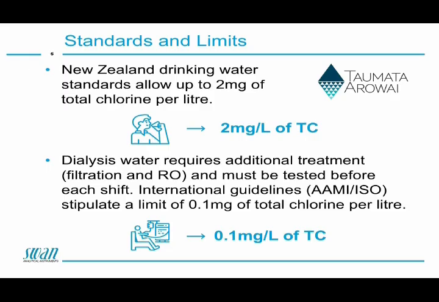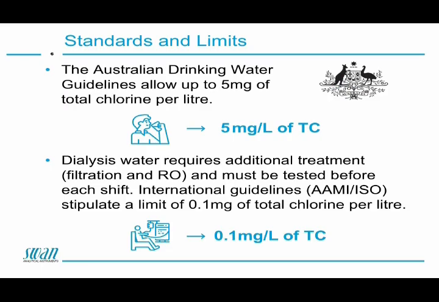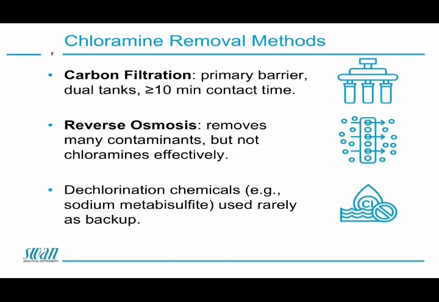So how is chloramine removed? Well, there's a few different methods. Carbon filtration is the primary barrier. Often there are 2 tanks, which have equal to or greater than 10 minutes of contact time. And then you've got the reverse osmosis process as well, which removes mainly contaminants, not necessarily chloramines very effectively. Mostly it's the carbon filters that remove the chloramines. Some dechlorination chemicals are used as a backup, but that's quite rare.